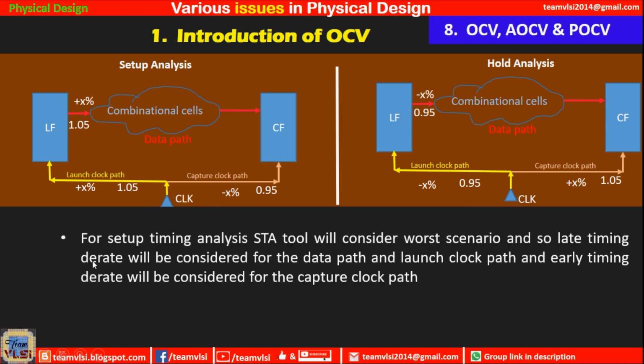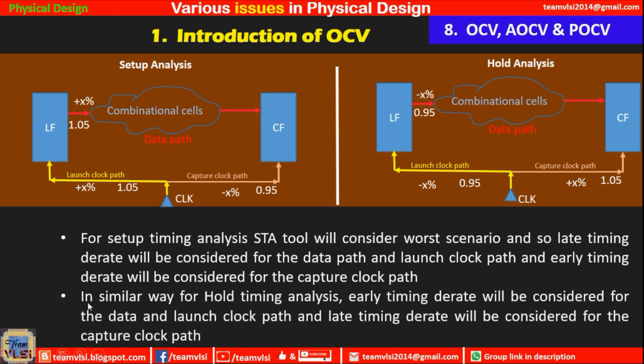So for setup timing analysis, the STA tool will consider the worst scenario, so late timing derate will be considered for the data path and the launch clock path, and early timing derate will be considered for the capture clock path. In a similar way, for hold timing analysis, early timing derate will be considered for the data and launch clock path, and late timing derate will be considered for the capture clock path.